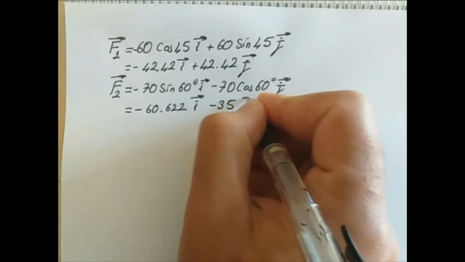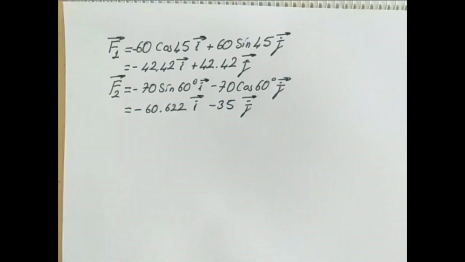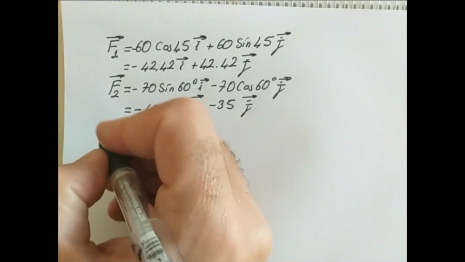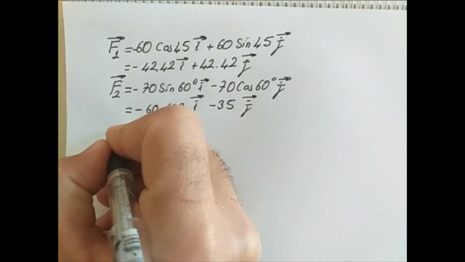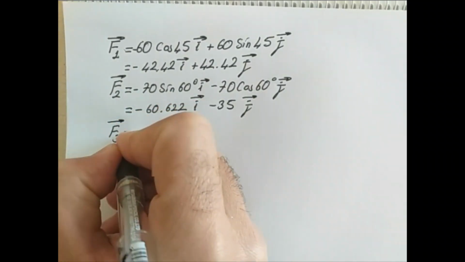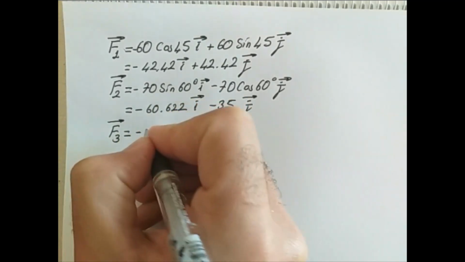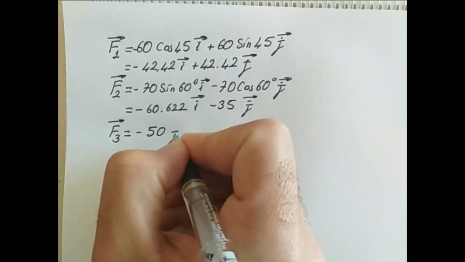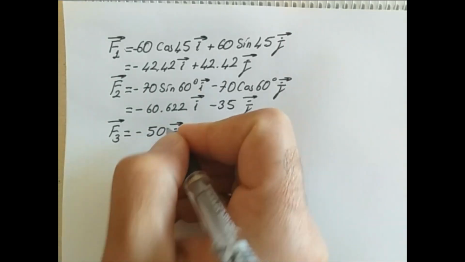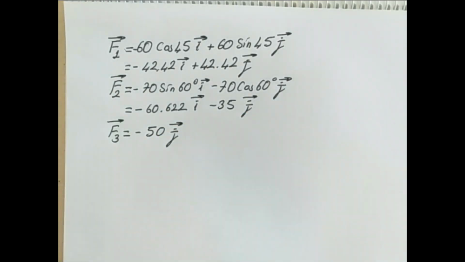Now let's calculate the F3. F3 is equal to minus 50 j vector because it doesn't have any x component.